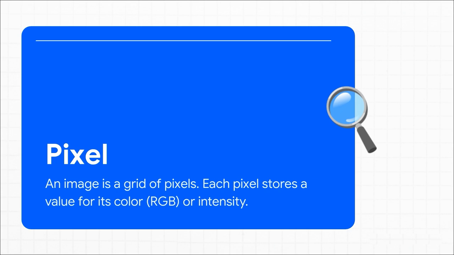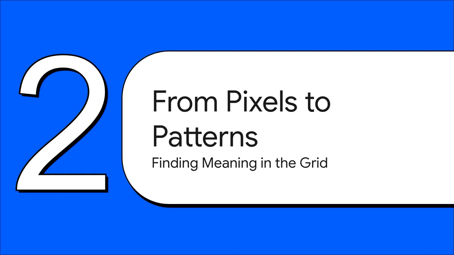Each number represents one tiny little dot, a pixel, with its own color or brightness. That's it. That's the whole foundation. Pretty simple, right? But, a single pixel on its own is kind of meaningless. It's like one letter in a whole book. It doesn't tell you the story.